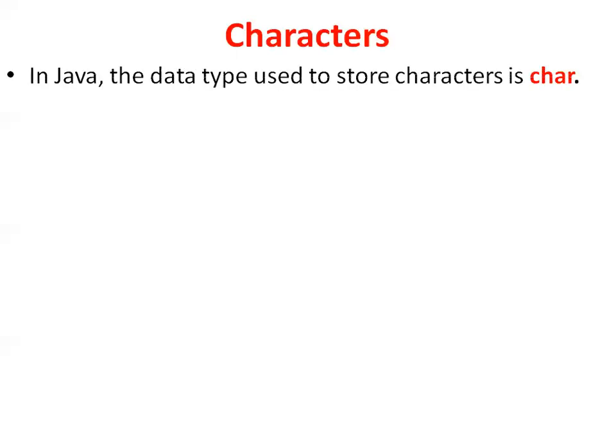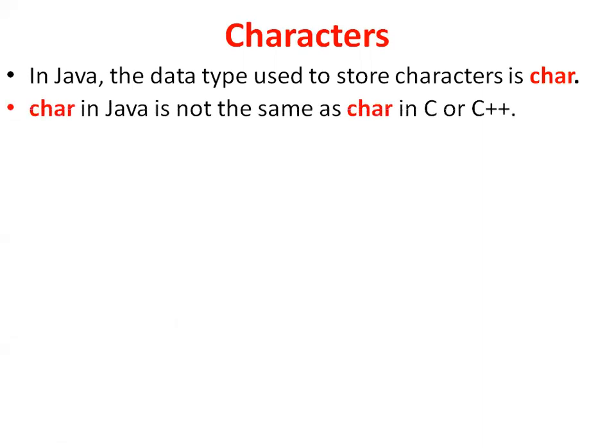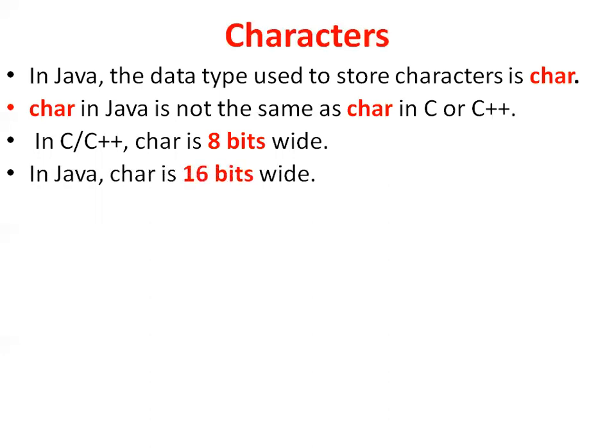Now we'll look into another data type, for characters. To store characters in Java, we use the data type char, C-H-A-R. It is not the same as char in C or C++. In C or C++, char means we can store one character, which is 8 bits long. But in Java, char is 16 bits wide. The char data type takes 16 bits, 2 bytes.